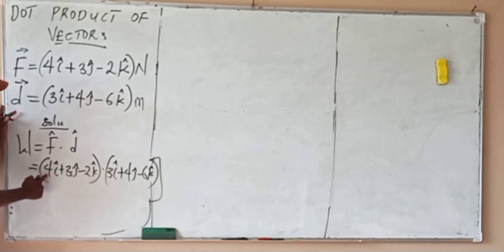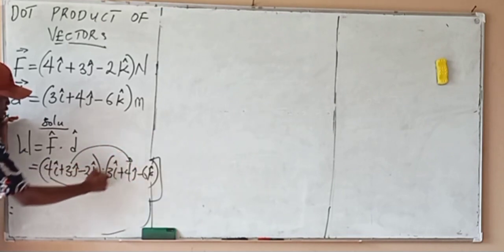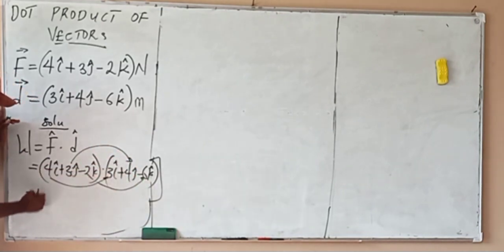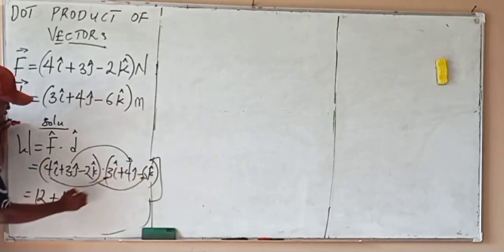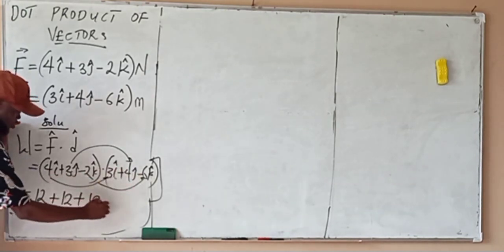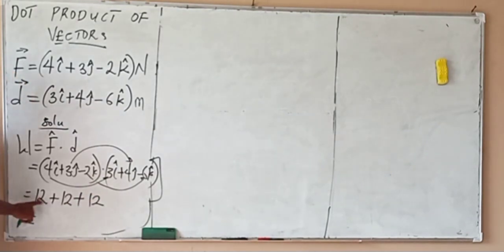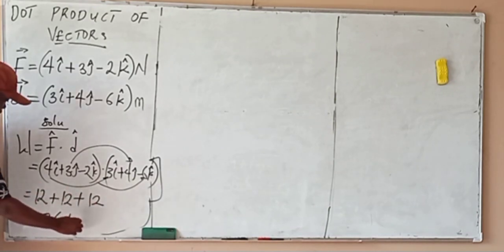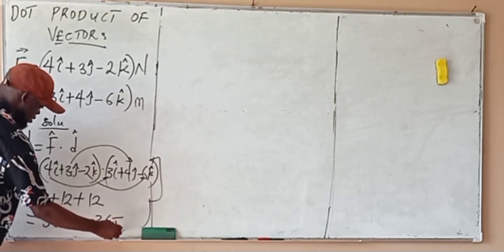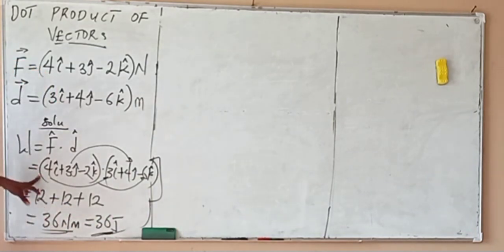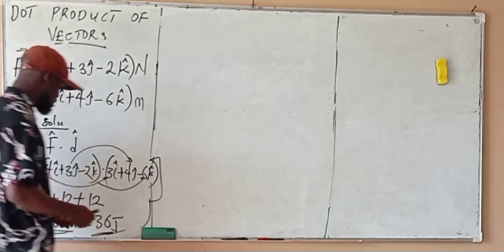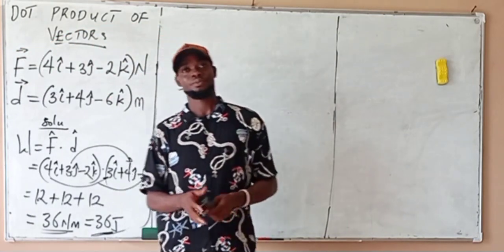4 times 3 is 12, plus 3 times 4 is also 12, plus minus 2 times minus 6 is also 12. So 12 plus 12 is 24, plus 12 again is 36 newton meters, or you say 36 joules. That will be the answer to that question.